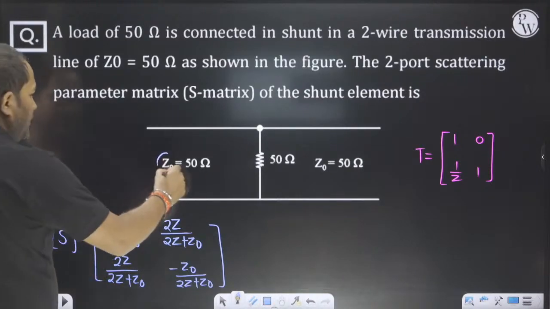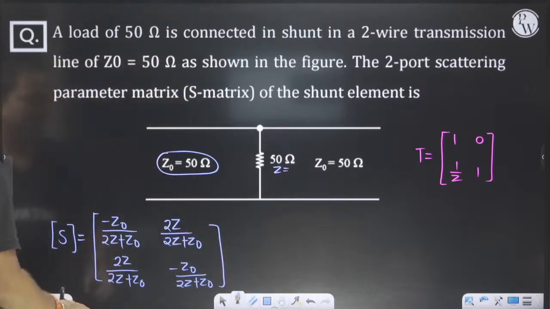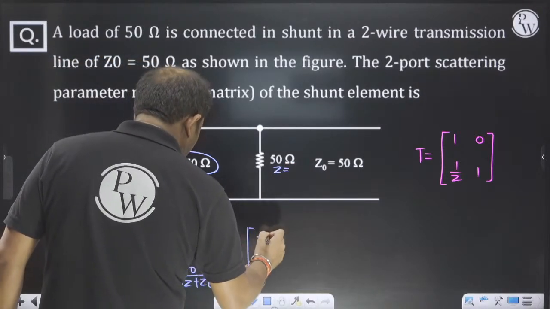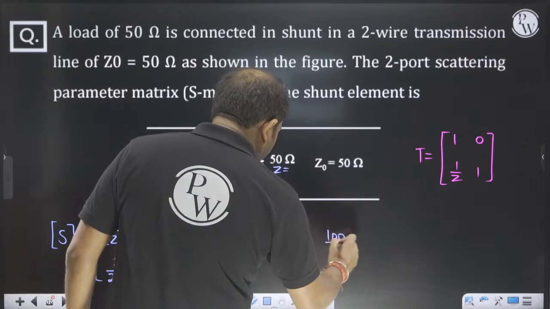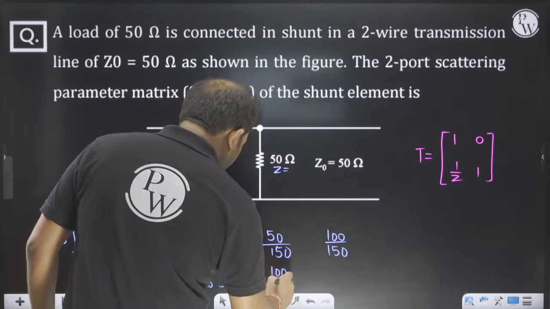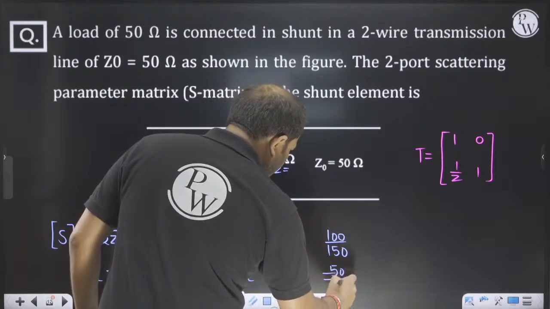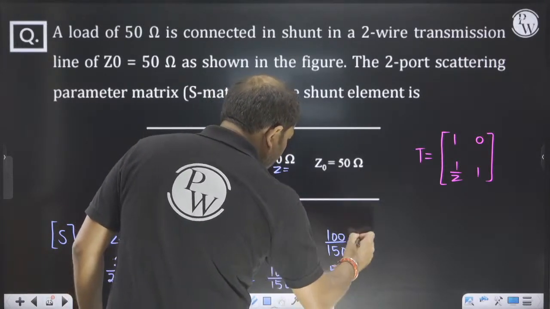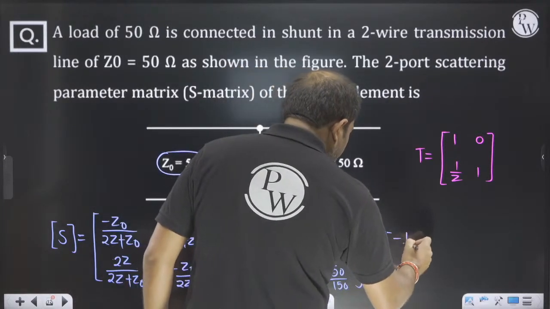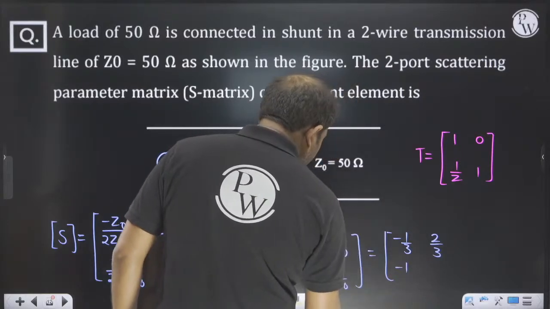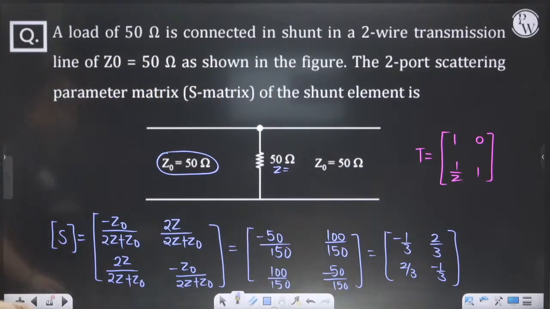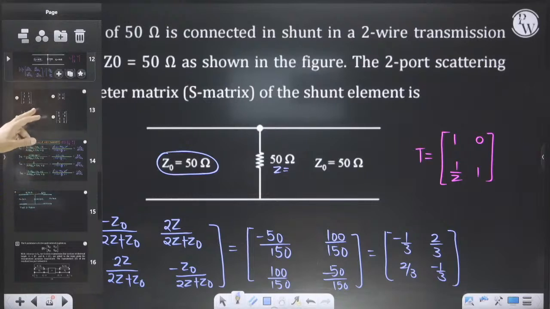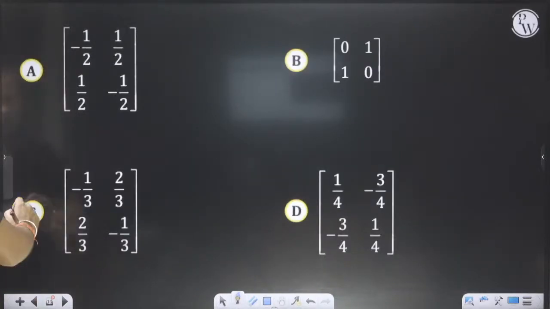Then Z0 is 50 ohm and Z is 50 ohm. So we put in the values. We will get 50 divided by 150 and 100 divided by 150 and 100 divided by 150 and minus 50 divided by 150. So how much will it be? Minus 1 by 3, 2 by 3, 2 by 3, and minus 1 by 3. So the answer is reciprocal and symmetrical. We will see that later. So the answer will be minus 1 by 3 and 2 by 3, 2 by 3 and minus 1 by 3. So we get the value of the S parameter.